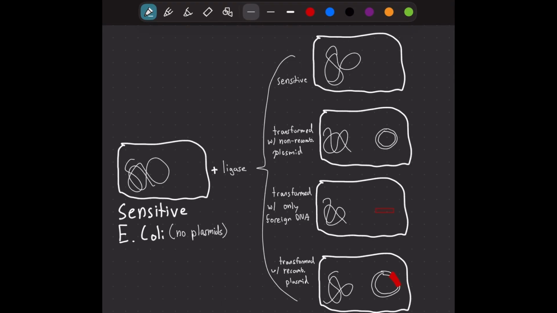So if we look at this page, on the left we have our sensitive E. coli with no plasmids and a ligase. If we look on the right, there are 4 possible scenarios. We have our regular sensitive E. coli, we also have our transformed with non-recombinant plasmids, and then we have our transformed with only foreign DNA, and transformed with recombinant plasmids. So essentially, the one top here, it's just the default normal E.